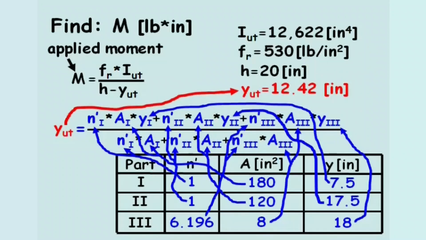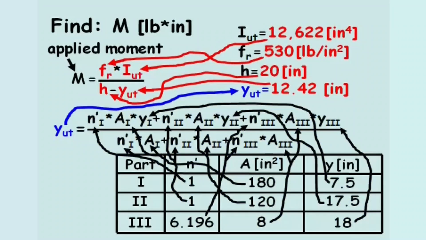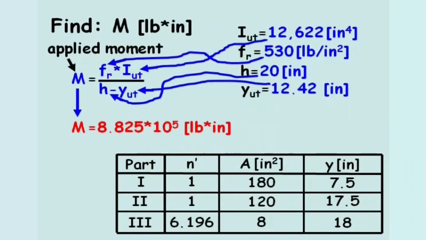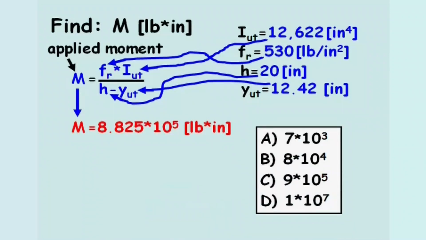Next, we'll plug in the variables to find the moment which causes the beam to crack. And that moment equals 8.825 times 10 to the 5th pounds inches. When reviewing the possible solutions, the answer is C.